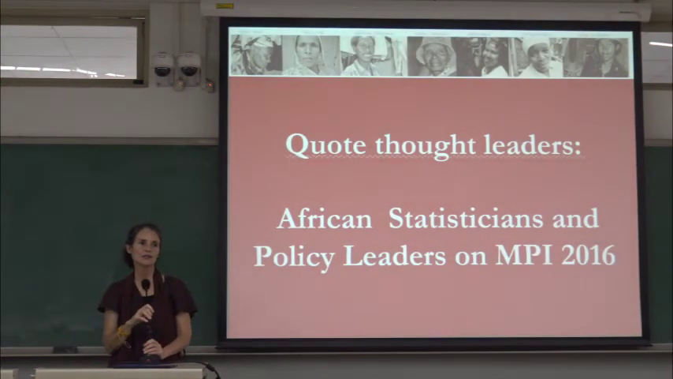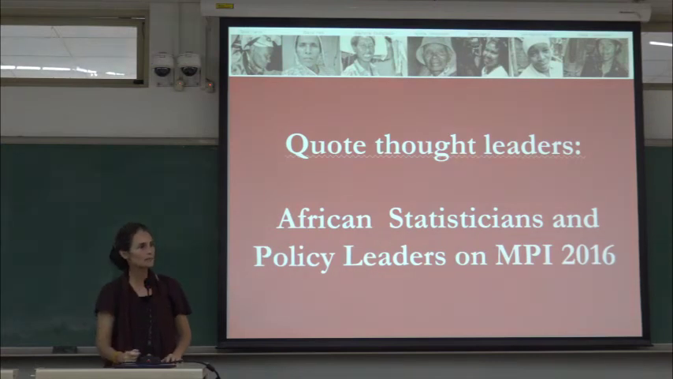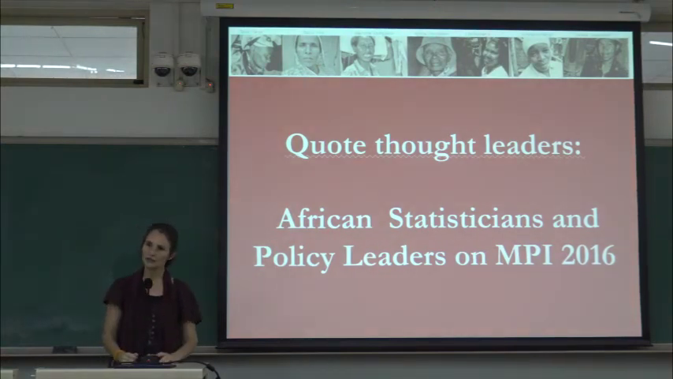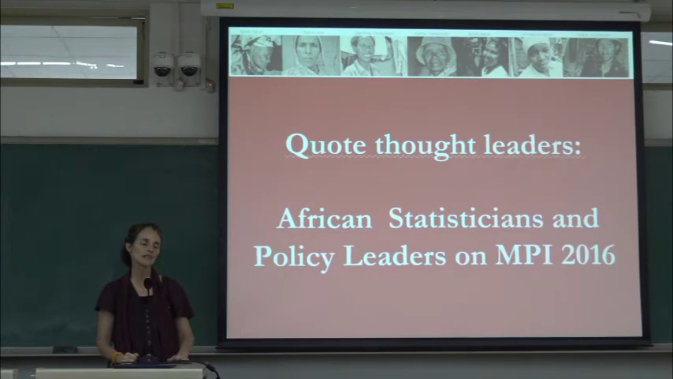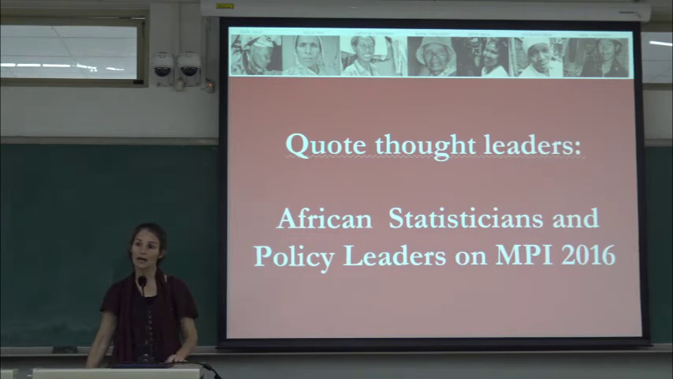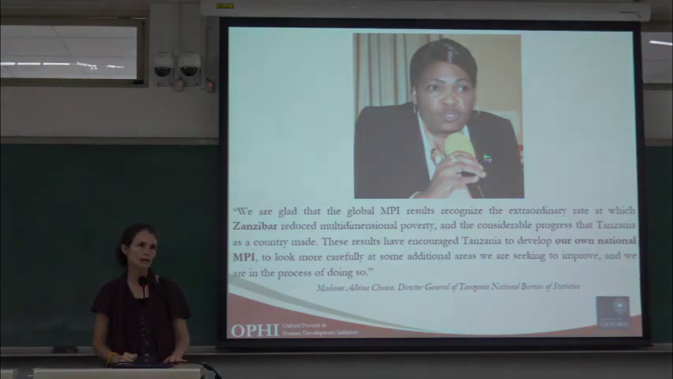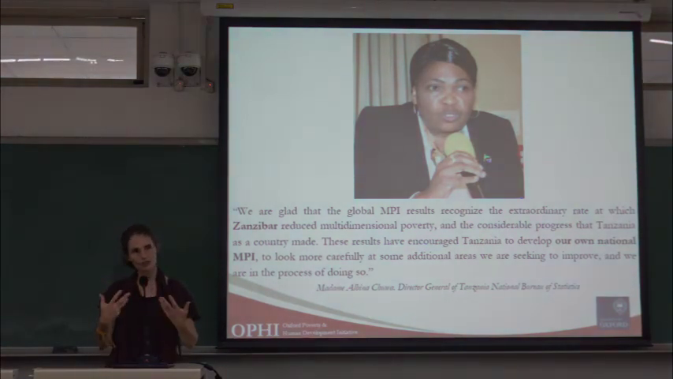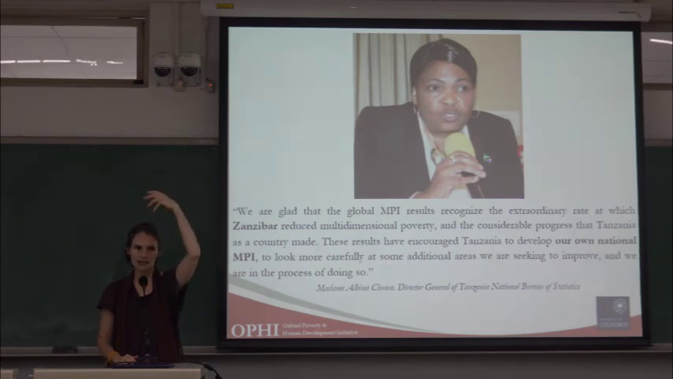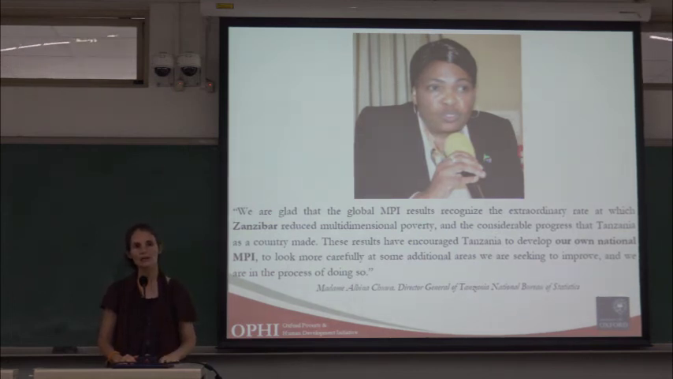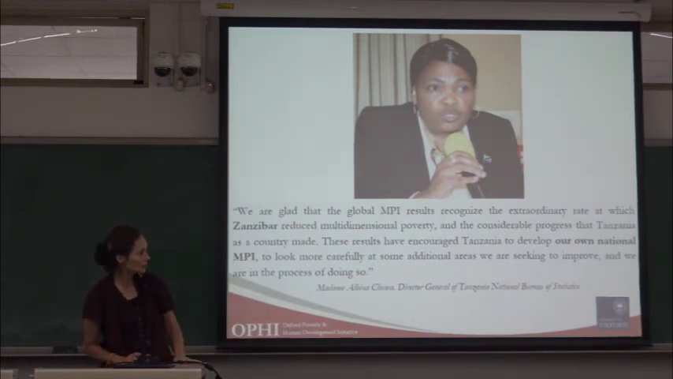Another tactic is to try to get respected people to give you their opinions. So this year, for example, our focus was on MPI in Africa, and we wanted to know what different people thought of the MPI. For example, Madame Albina Chua in Tanzania looked at her results. Tanzania, I mentioned, had Zanzibar, which had done very well in terms of regional runaways. Tanzania is also building an MPI. So she sent in her quotes.